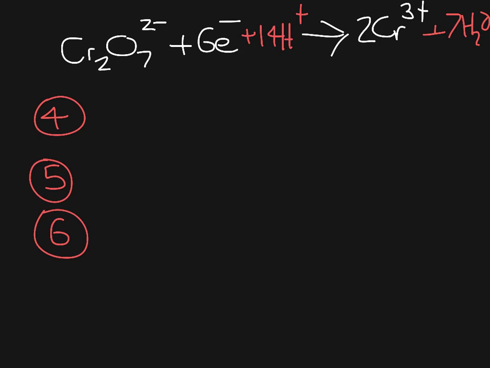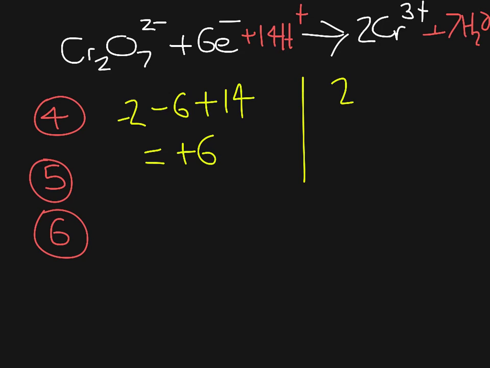And then counting the number of charges, we have 2 negative, minus 6 for the electrons, and then plus 14. So that gets us to -2 minus 6 is -8 plus 14. That's going to equal +6. And then on this side we have 2 lots of +3, which gives us +6. So step 6 is check.